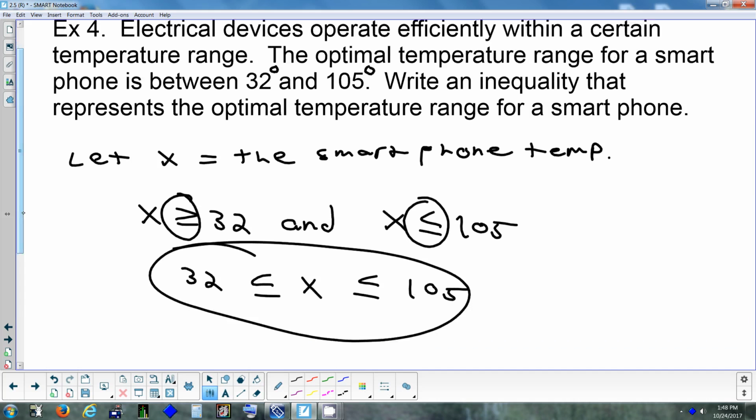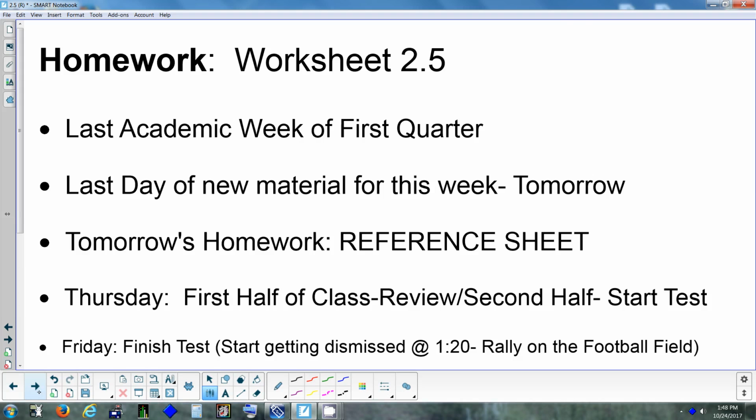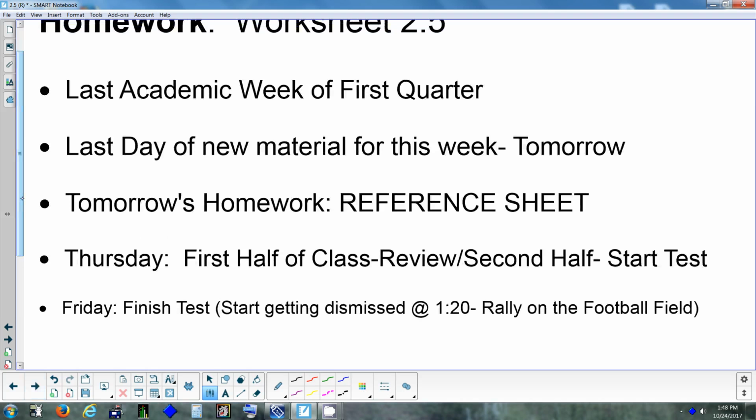All right, so any questions on that one? Okay, couple quick reminders. Don't put your notes away yet. Last academic week, that means grades close on Friday. Last day of material is tomorrow. Thursday, we're going to do a review in the first half of class, and in the second half of class we're going to start the test. Because on Friday, you're being dismissed at 1:20 for the pep rally.